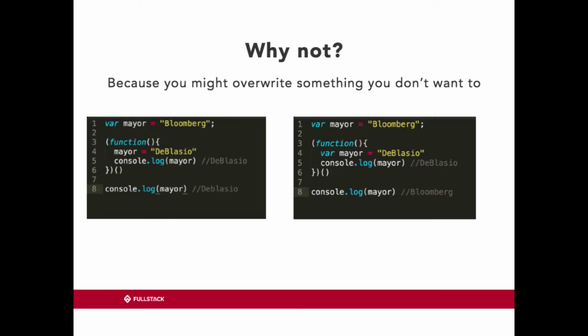So here on the left-hand side, we'll cover what this syntax means in a little bit, but for now, just assume that it means we declare this function and we run it in the same go. Here we declare this variable called mayor, and we assign it the value Bloomberg, and we do it in line 1. We then invoke this function here, and we call it de Blasio. And this is a little bit tricky to understand.